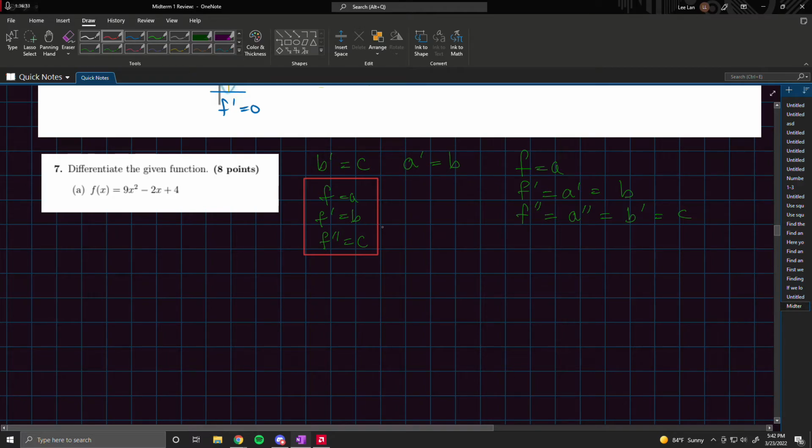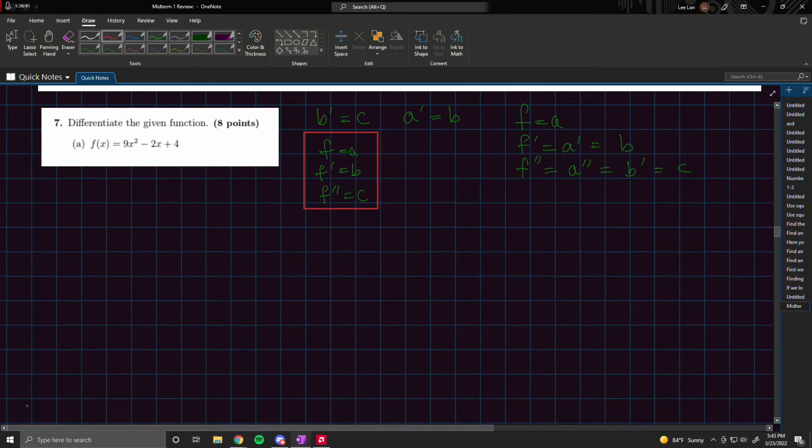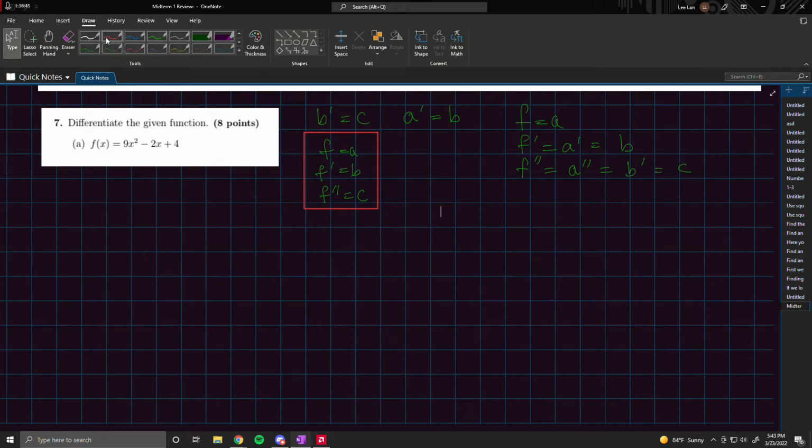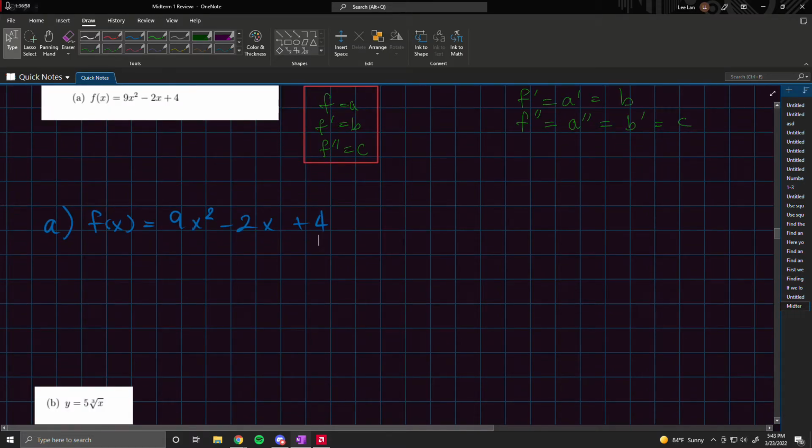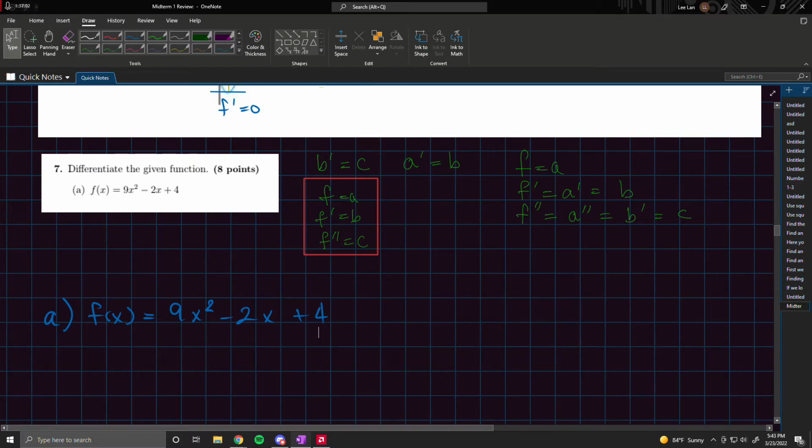Let's move on to 7. We're going to differentiate the given function. So f of x is equal to 9x squared minus 2x plus 4. Okay, so how do I differentiate? What does that mean?